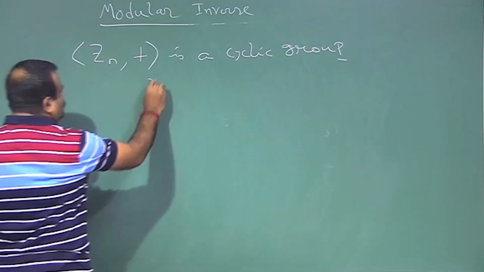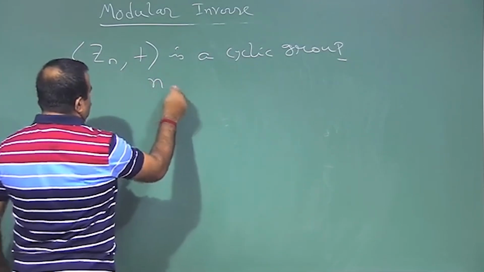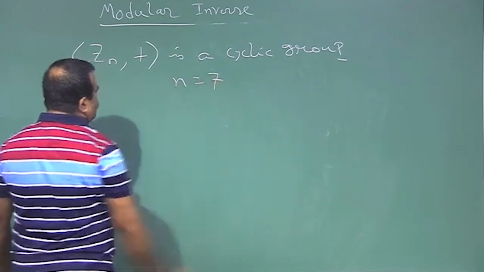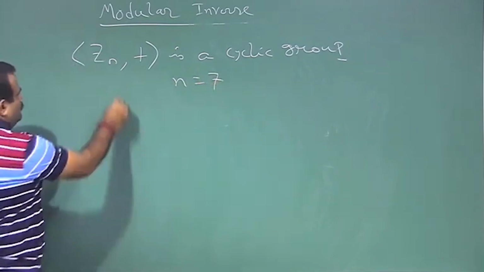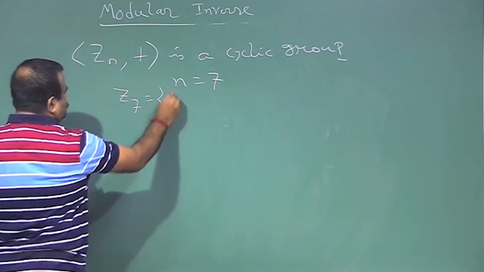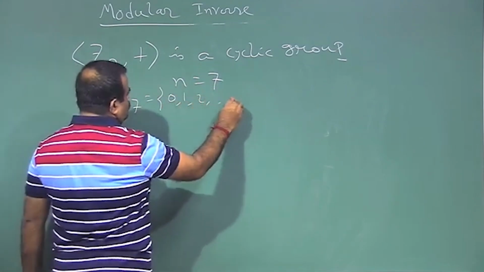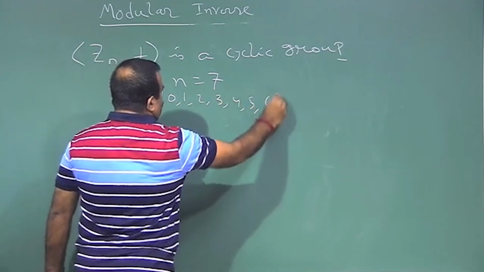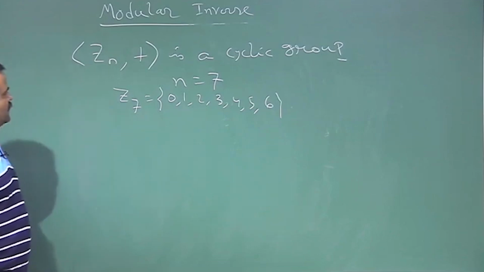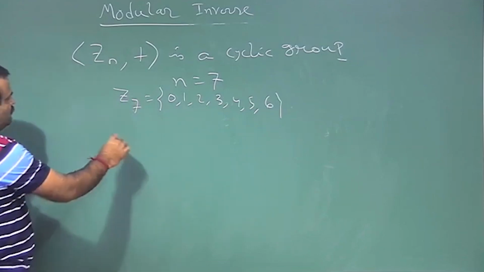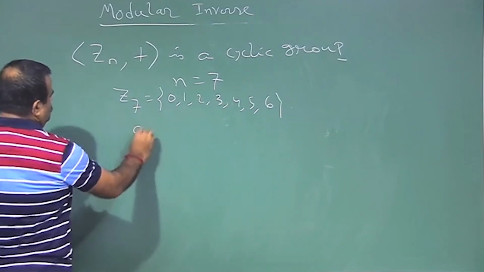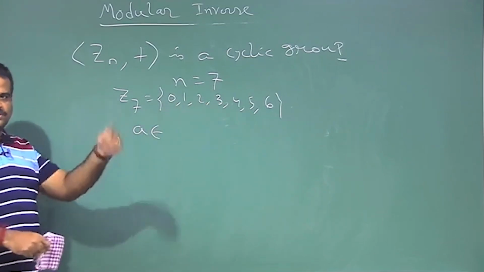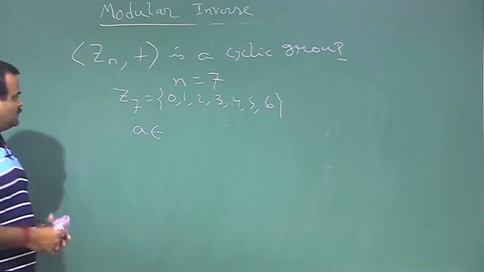Now if n is prime, say n is equal to 7, then what is Z7? It is 0, 1, 2, 3, 4, 5, 6. Then if we take any element A from this, could be any of these other than 0, 0 cannot generate the group, because if we operate 0 plus 0, it always gives us 0.